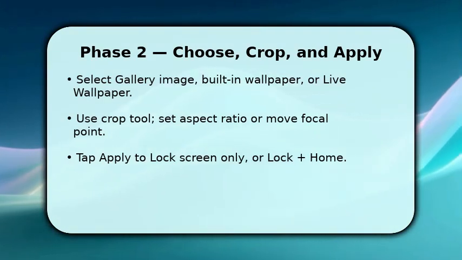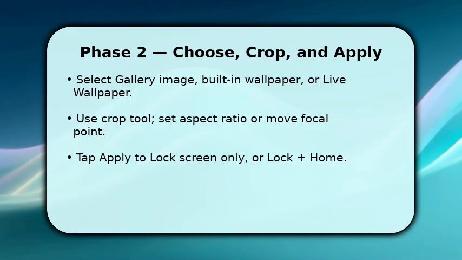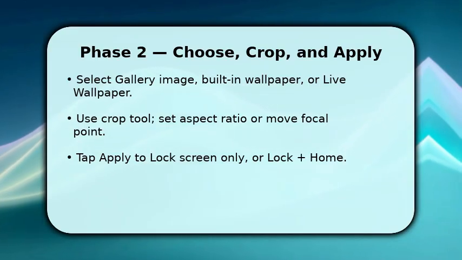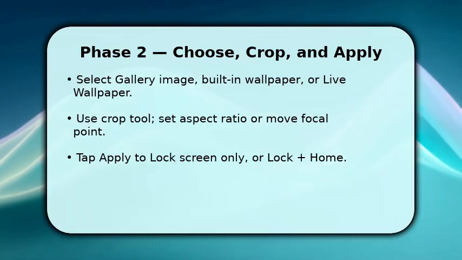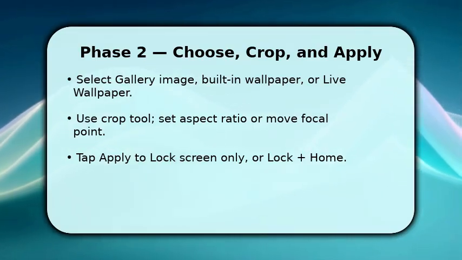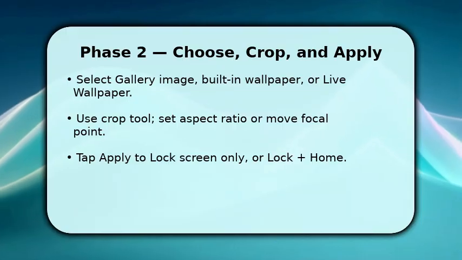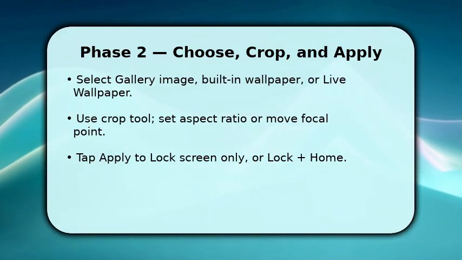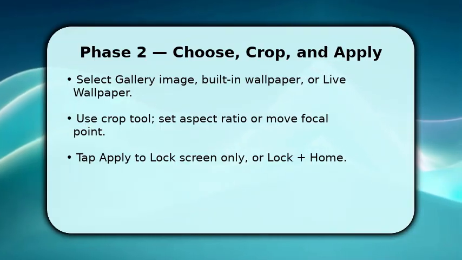If you choose gallery, tap the photo, then use the crop tool to set aspect ratio or move the focal point. Vivo phones often default to 16:9 preview. Once cropped, choose whether to apply to lock screen only or both lock plus home. You should preview the result. If it looks off, go back and adjust crop or choose a different image.